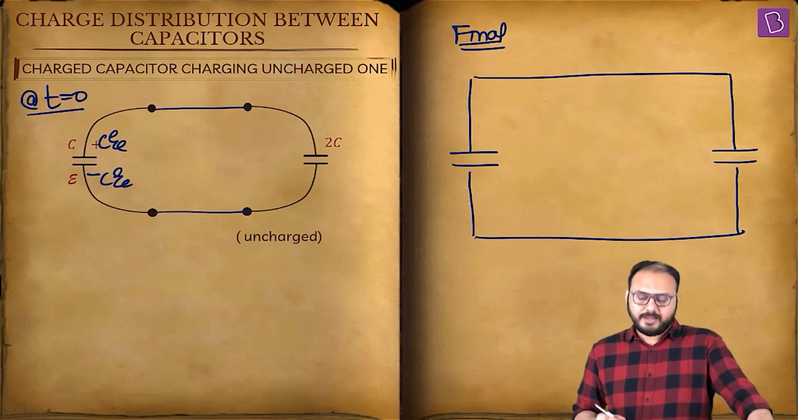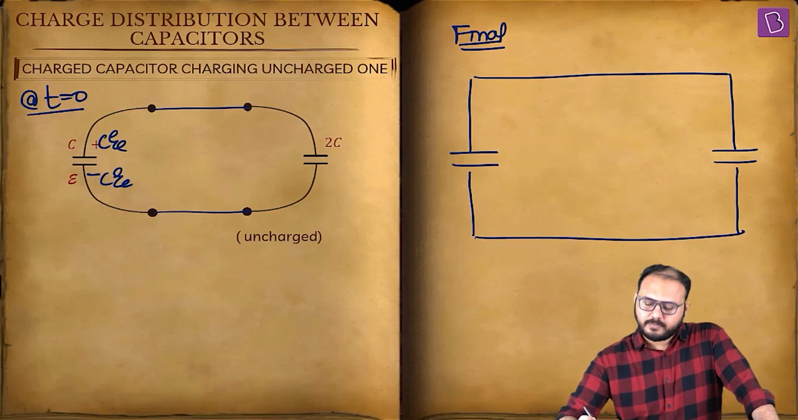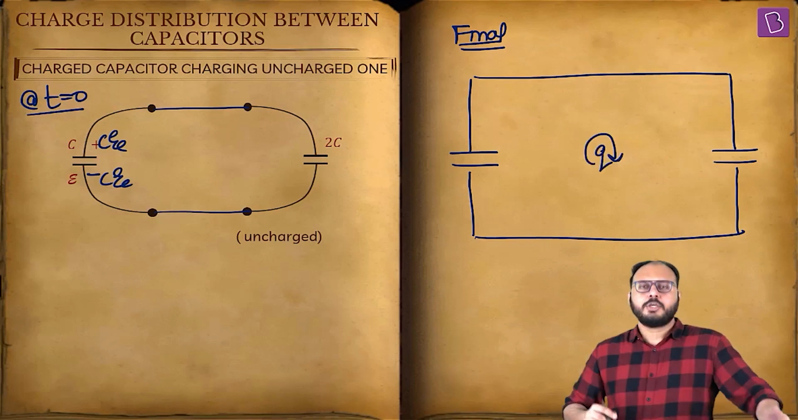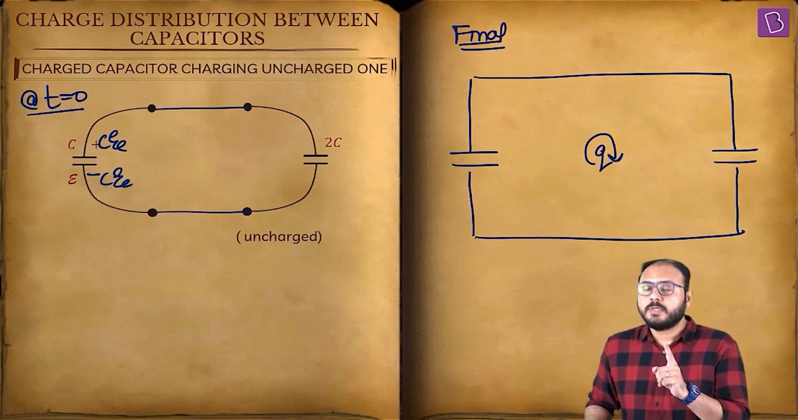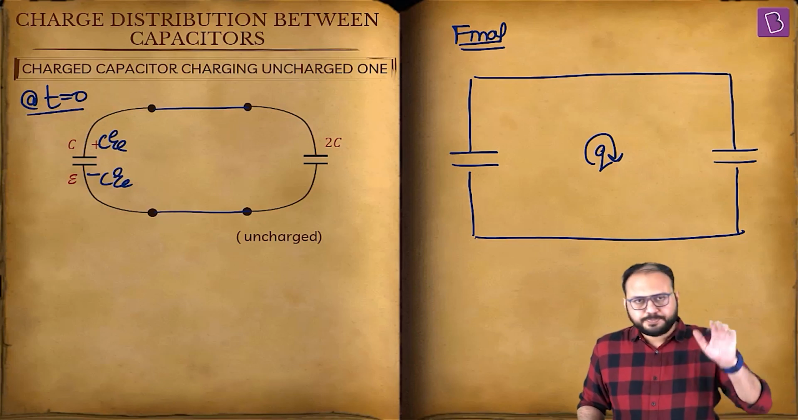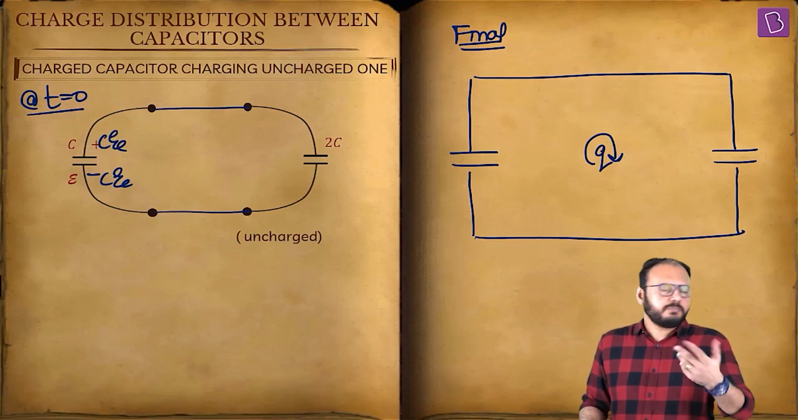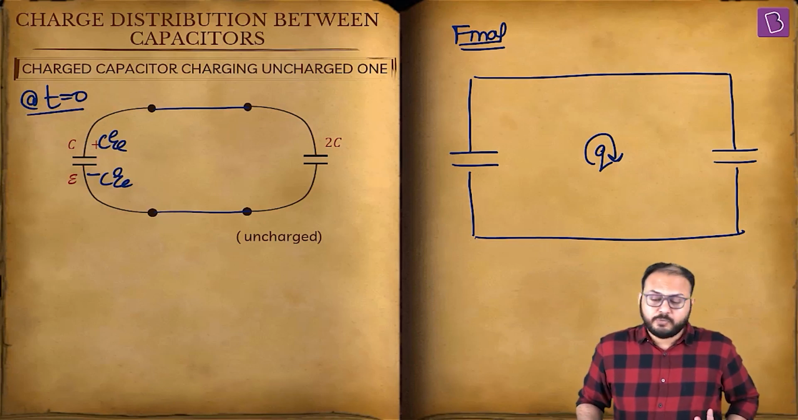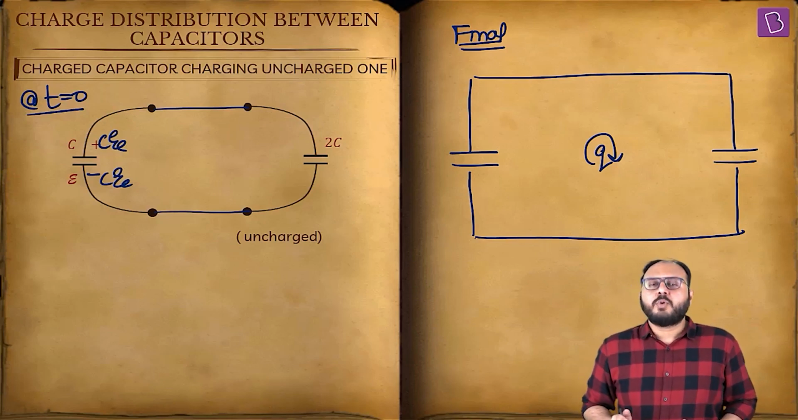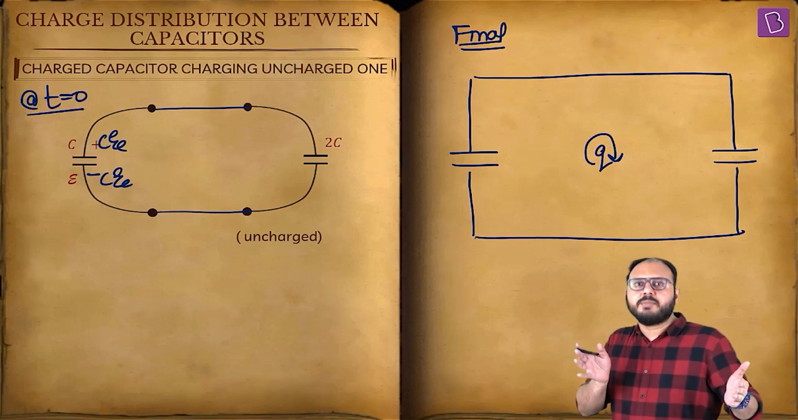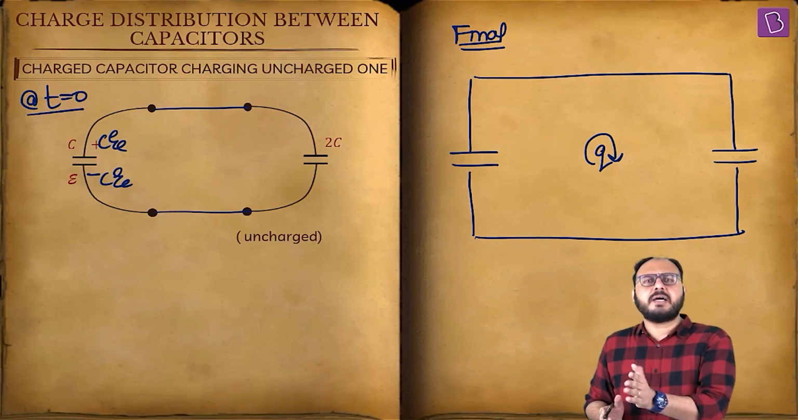Watch. Let's say Q is the charge transacted. What is Q? Is it the charge on capacitor 1? No. Is it the charge on capacitor 2? Not by definition. What is it? It's the charge which traveled. In what time interval? From 0 till the equilibrium came.